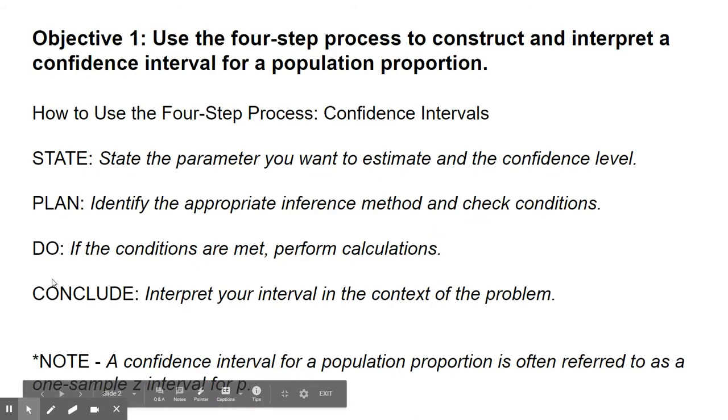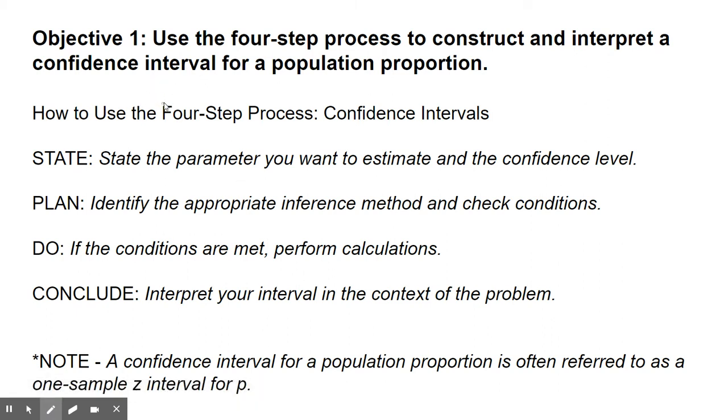Okay, so again, we're going to use what's called the four-step process in this problem to construct and interpret a confidence interval for a population proportion. This is how we build our confidence intervals. It'll be very similar to how we do the means in section 7.6. So 7.3 and 7.4 behave the same way that 7.5 and 7.6 do, except with means.